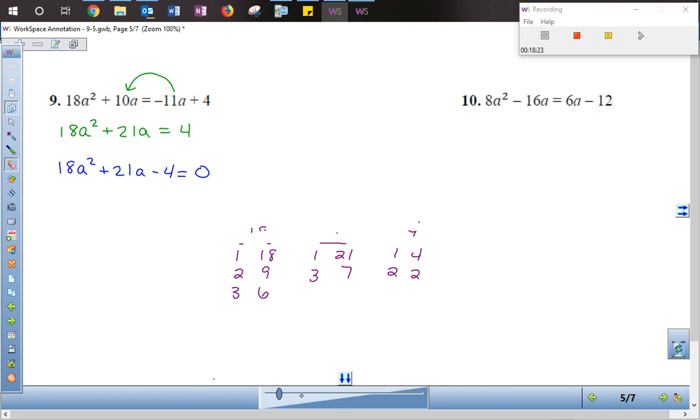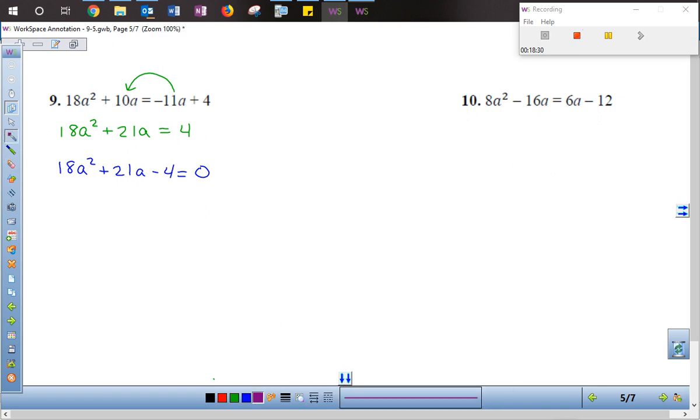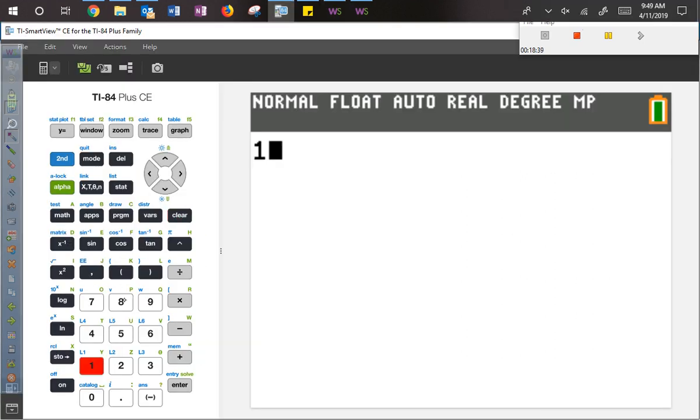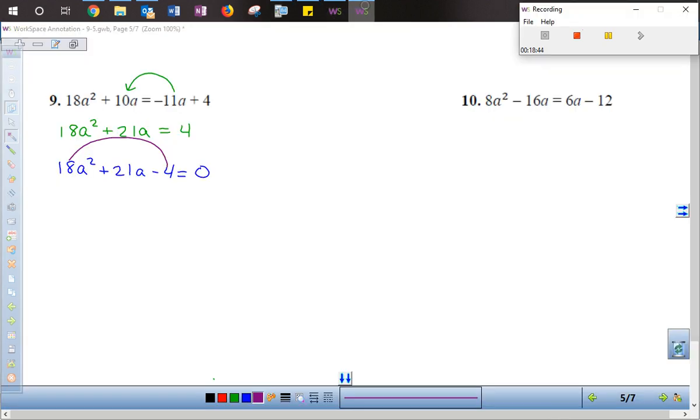Now I need to look at how many terms we have. So 18a squared, 21a, and negative 4, that would be 3 terms. And my a value is 18, so I'm going to have to frowny face factor. I'm going to start by multiplying 18 times negative 4. In my calculator, that gives me a result of negative 72. So the result is negative 72, and I want to find the factors of negative 72 that add together to be 21. At this point, go ahead and pause the video and find those factors on your own.